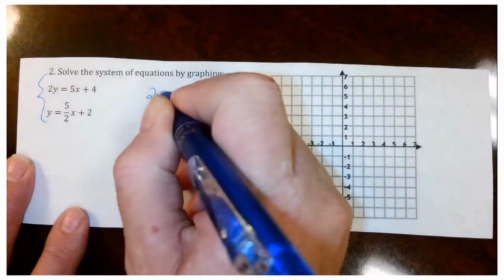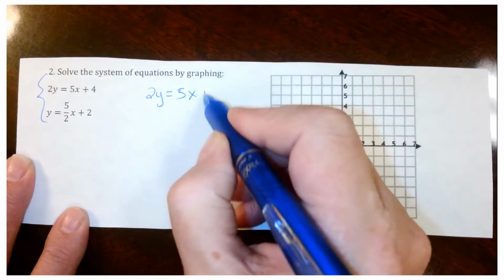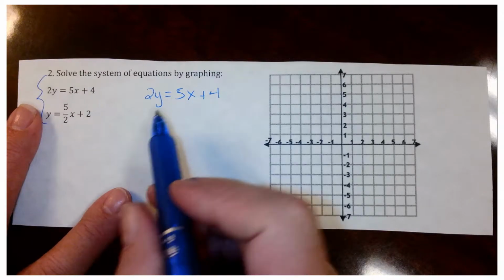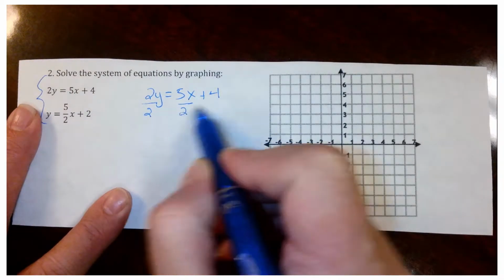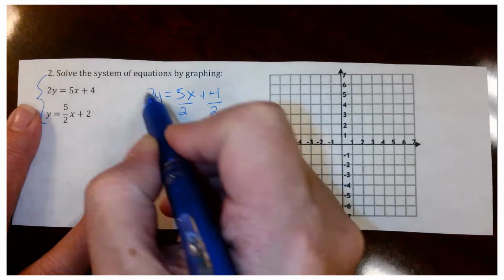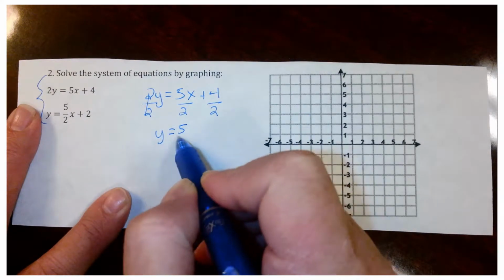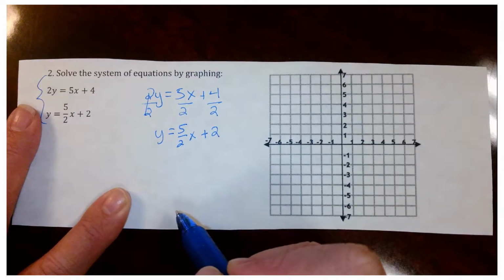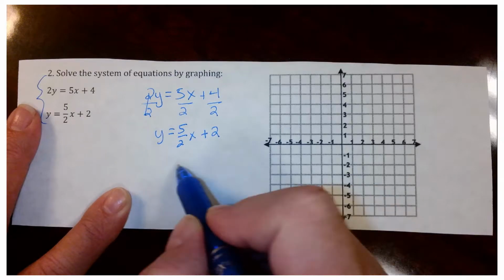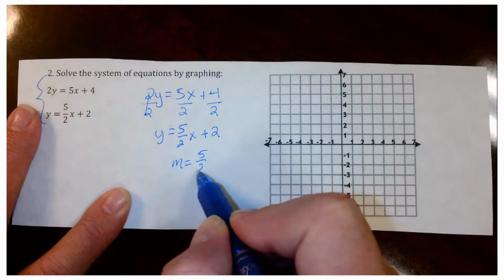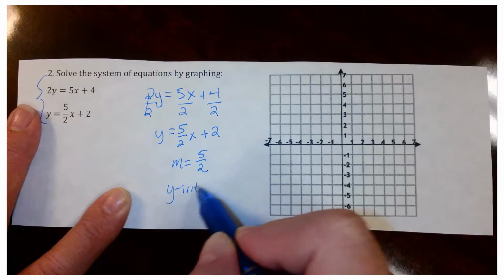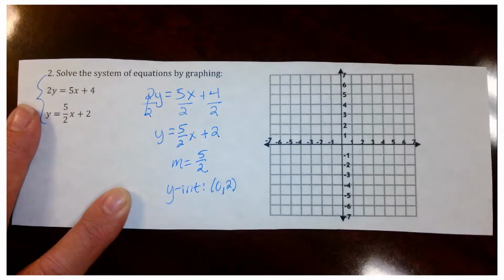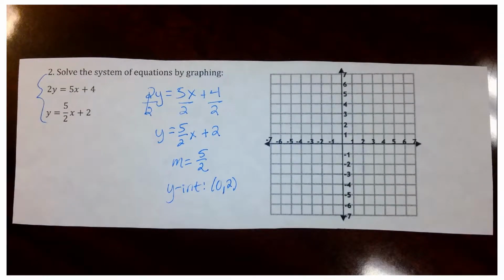So we have 2y equals 5x plus 4. The first thing is to divide by 2 everywhere. That's going to give us y equals 5 halves x plus 2. Okay, let's pull out the important information in this. Our slope is 5 halves, and our y-intercept is (0, b), which is (0, 2). So let's use that information to graph this line.